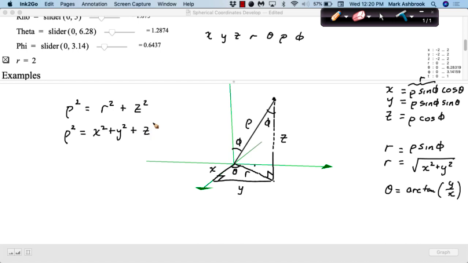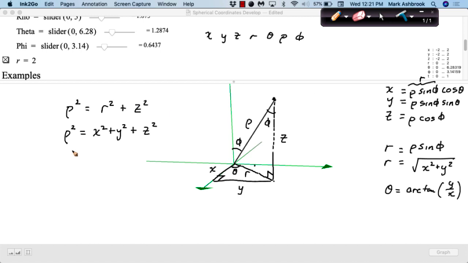And why does this make sense? That's the equation of the sphere with radius rho, and that's what we said. Rho is like the radius, right? So this makes perfect sense. We got that from the vertical triangle, and then r squared is x squared plus y squared. And lo and behold, we get the equation of a sphere centered at the origin with radius rho.